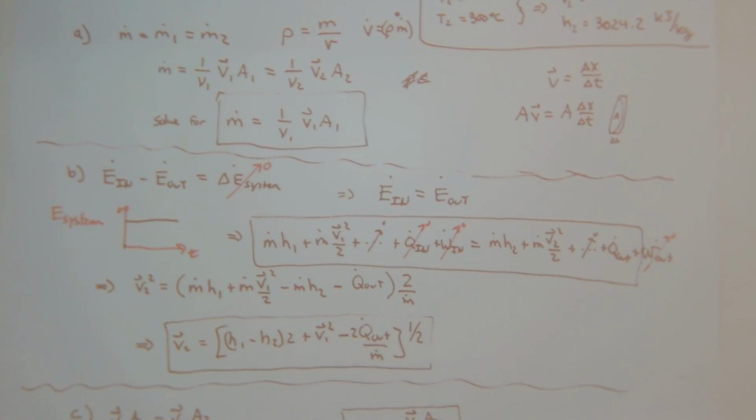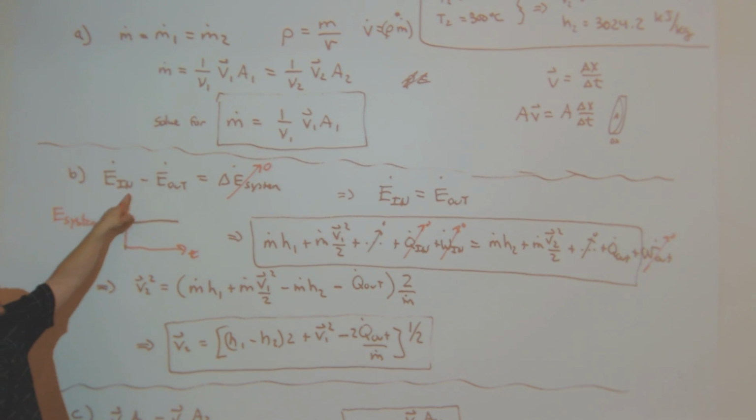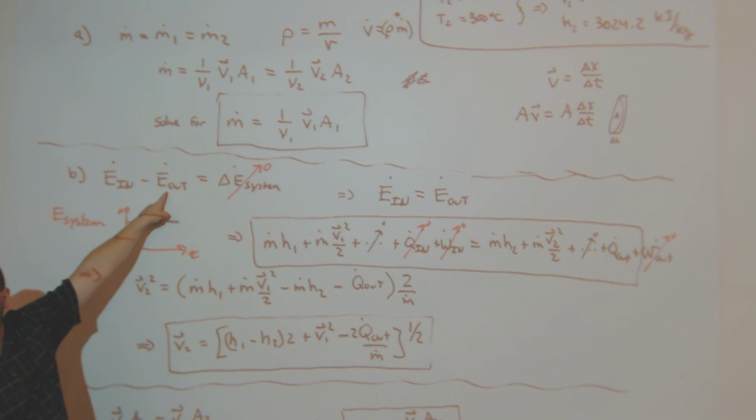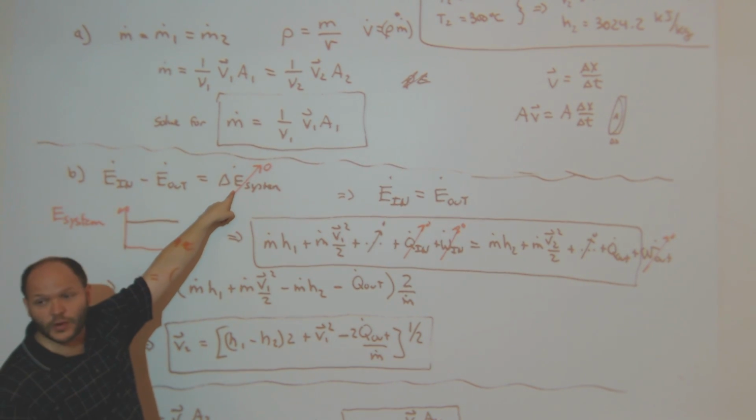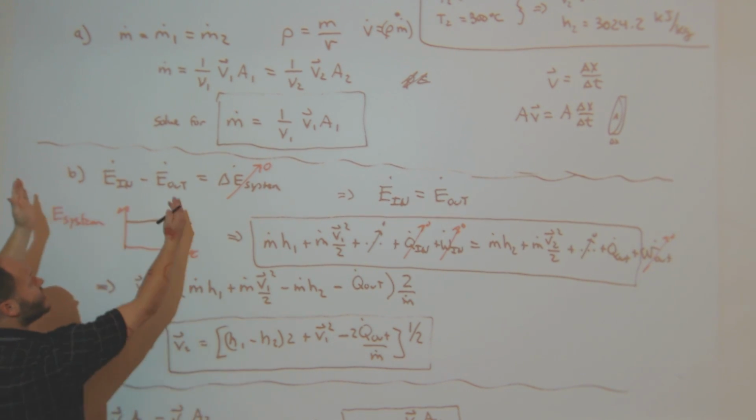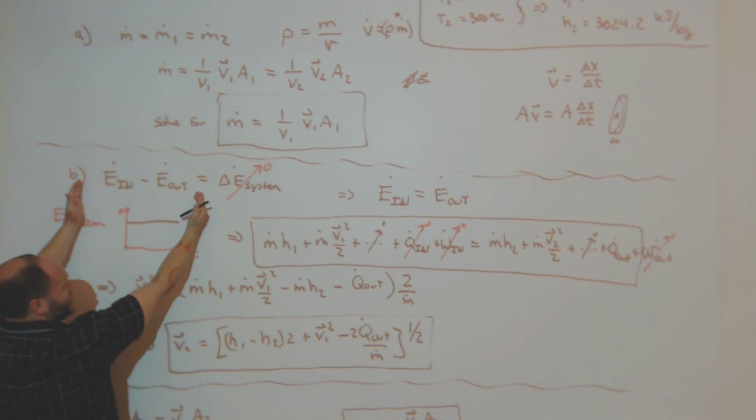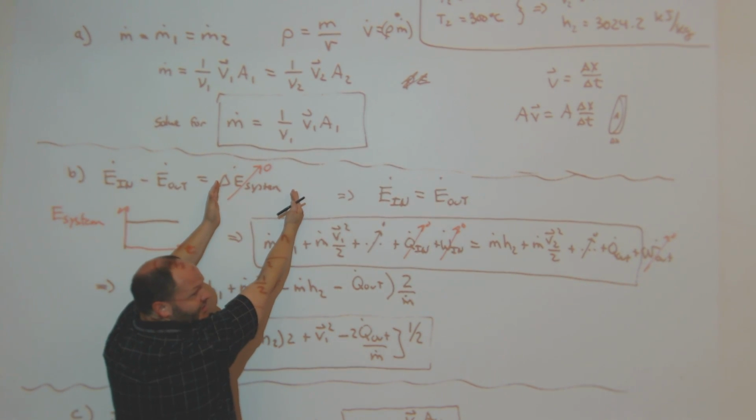So when we do this rate form of the first law, this is energy in dot. This represents what? The rate of all forms of energy entering my system. This represents the rate of all forms of energy exiting my system. This is the time derivative of the change in energy within my system. So, all forms of energy crossing the boundary, all forms of energy inside my boundary.